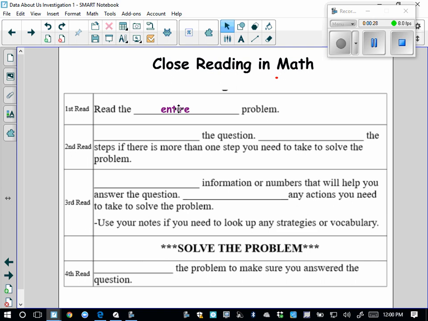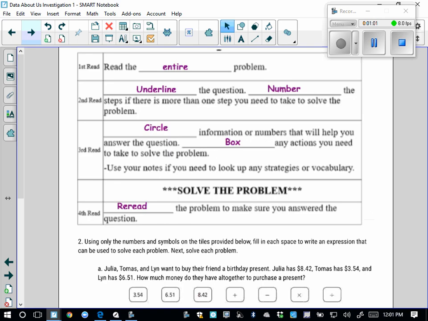And then when you read it through again, you want to underline the question and number the steps if there's more than one step you need to take to solve the problem. Then, it's handy to circle information or numbers that will help you answer questions. And box any actions you'll need to take to solve the problem. So by now you've read the problem 3 times. Next, the 4th time you read, solve the problem and then reread the problem to make sure you've answered the question. So I'm going to model that little skill here with this problem that you see below.